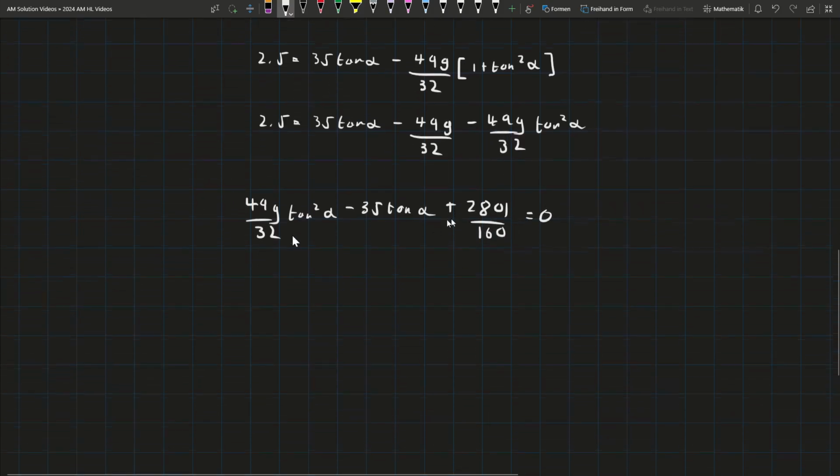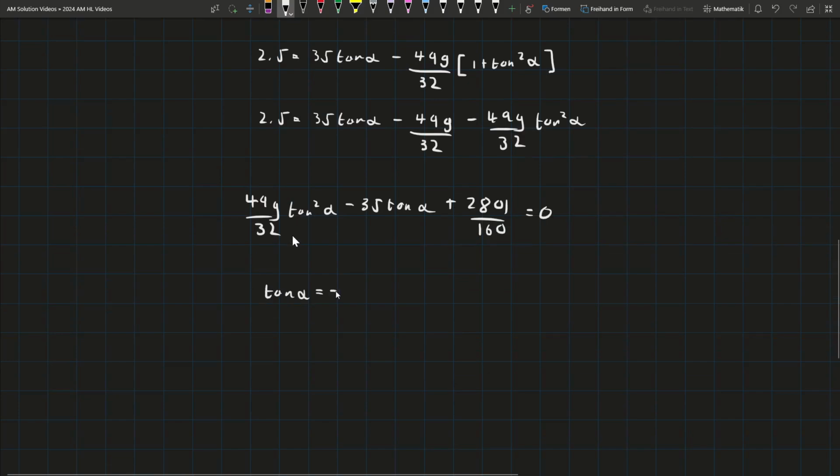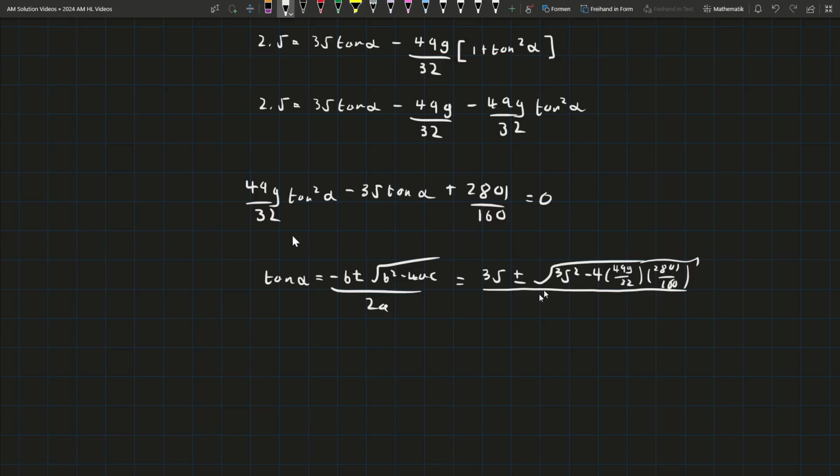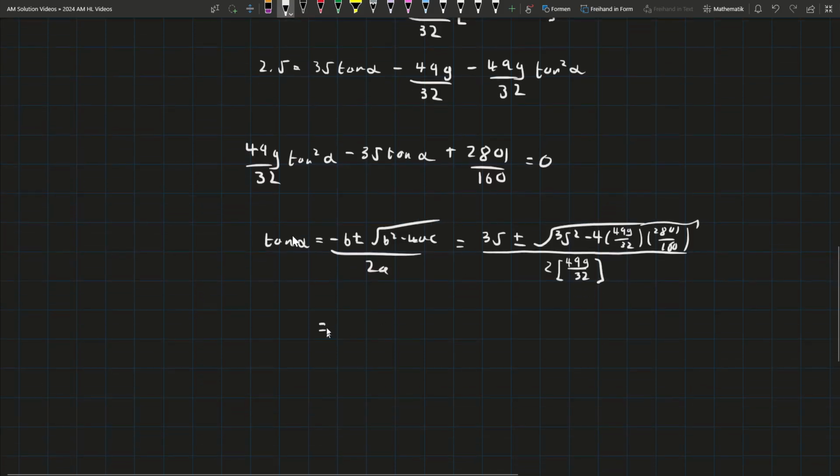Now we can use the quadratic formula to find tan alpha. It's always good to write the formula just in case: tan alpha equals negative b plus or minus the square root of b squared minus 4ac, all over 2a. So we'll have 35 plus or minus the square root of 35 squared minus 4 times 49g over 32 times 2801 over 160, all over 2 times 49g over 32. That's quite messy, but we'll simplify it now.